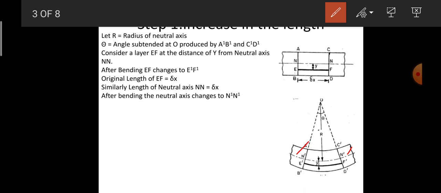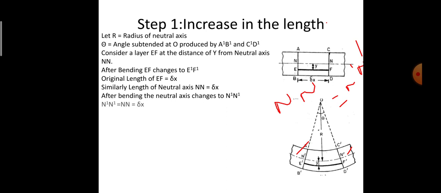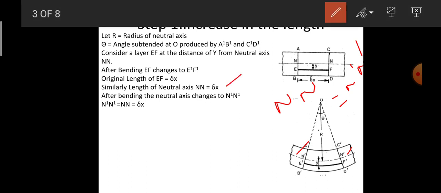unchanged, because as per the simple bending theory, the neutral axis is subjected to neither compression nor tension. With this assumption, NN is equal to N dash, meaning there is no elongation at the neutral axis level. Therefore N dash is equal to NN, which is equal to delta x, because NN was equal to delta x.